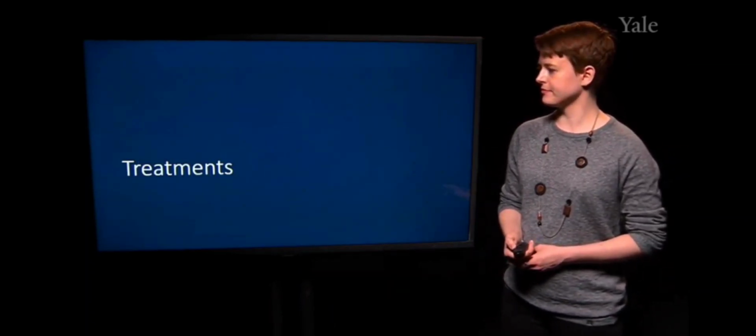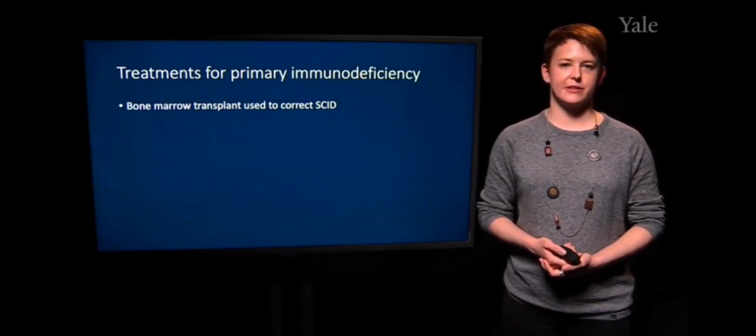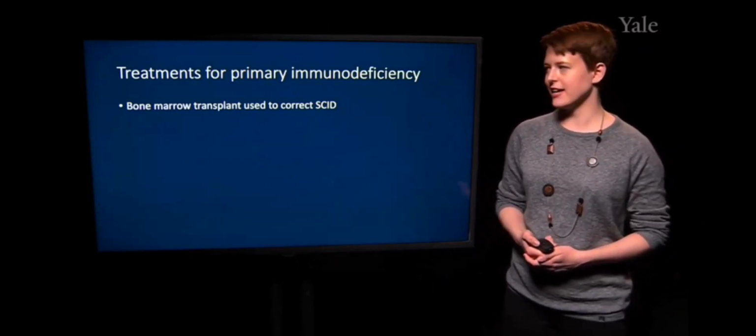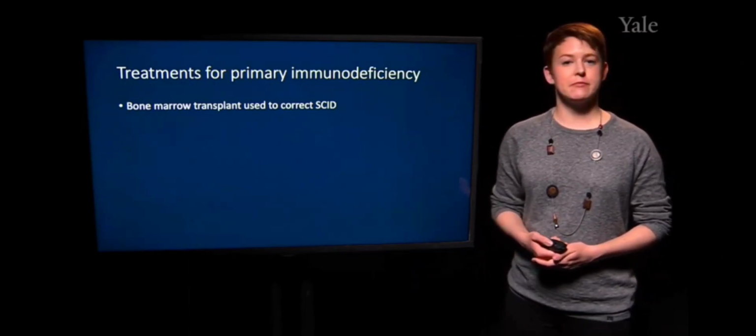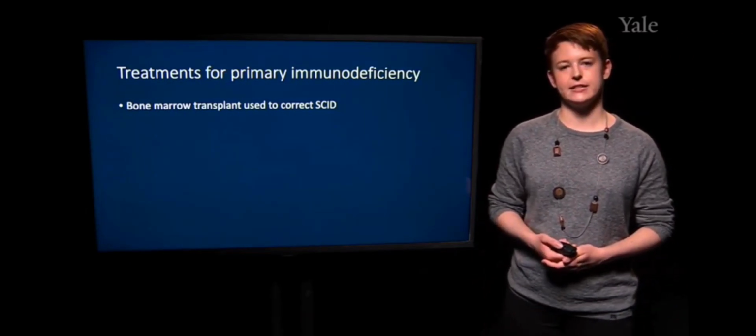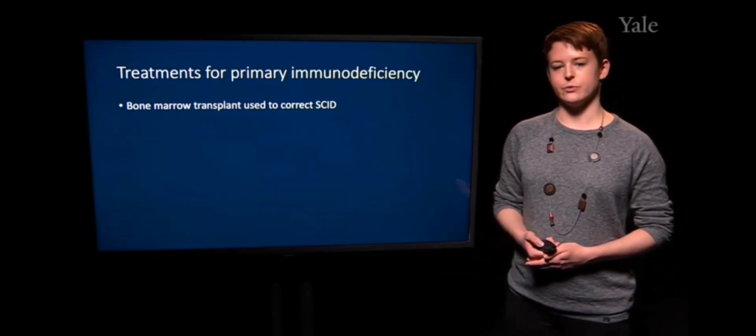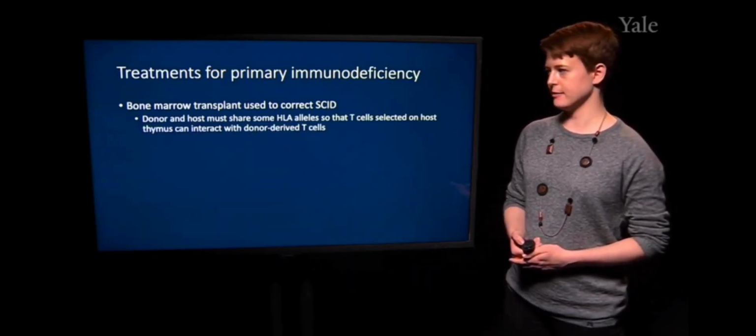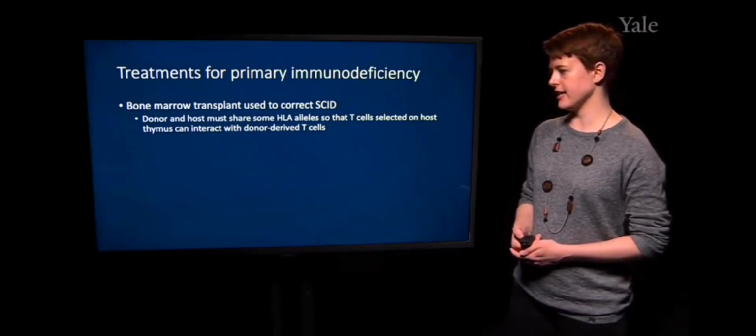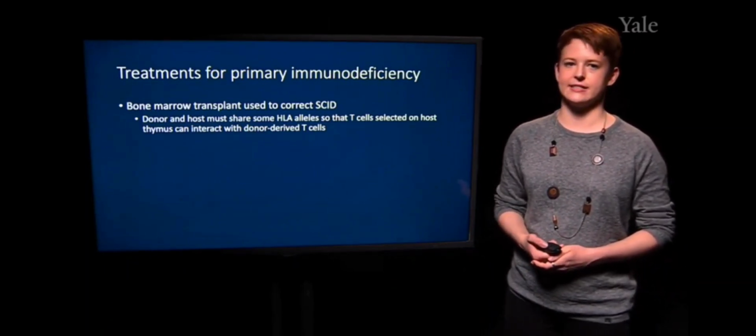So a few treatments we'll talk about. This will be very brief. We're going to cover it a bit more in the lecture on biomodulators, but I just wanted to touch on it here. So some medical treatments, such as for SCID, is you can actually do a bone marrow transplant. And this replaces the defective hematopoietic cells, so these patients will develop functional B and T cells. However, the donor and the host must share some HLA alleles, and this is because the T cells must be selected on the host cells, or else the T cells will not be functional.